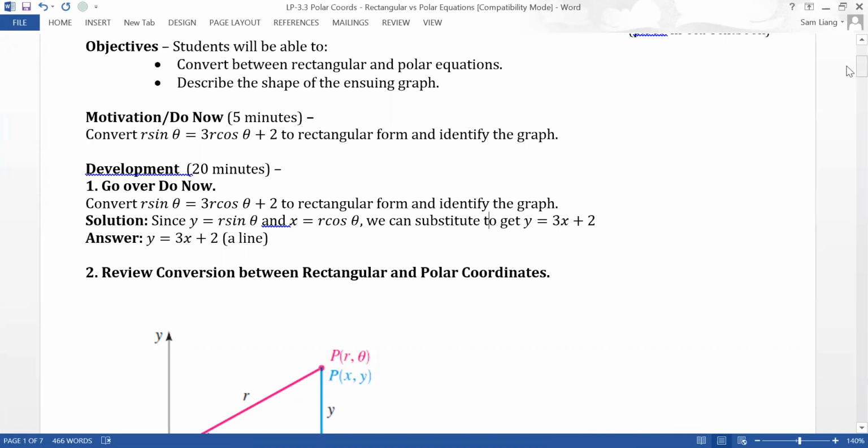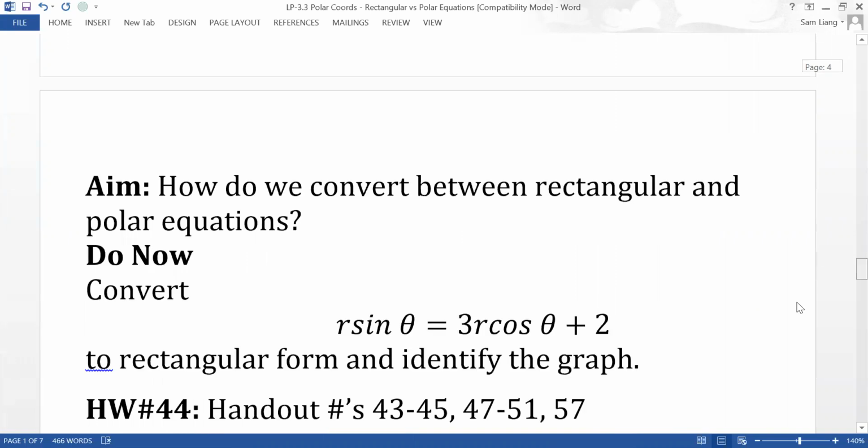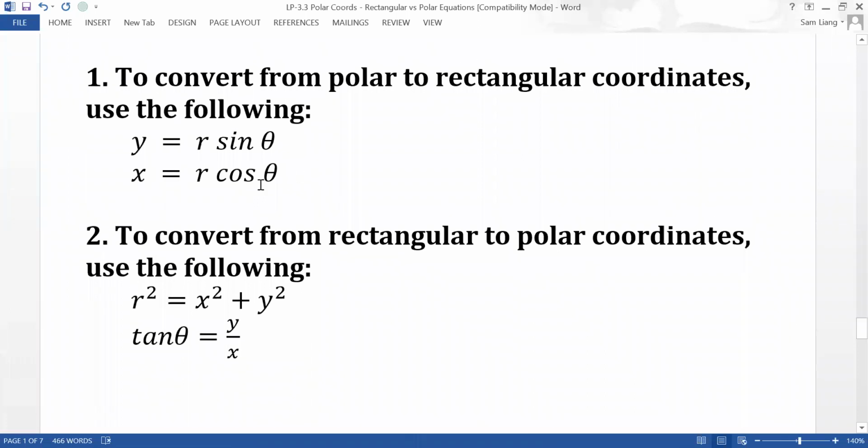So the rest of the lesson is actually, there's no formal new material. It's just a review of what we saw in the last lesson. So remember to convert from polar to rectangular coordinates, we use the following: y equals r sine theta, x equals r cosine theta. And to convert from rectangular to polar, we use the Pythagorean theorem. R squared equals x squared plus y squared, and then tan theta is y over x. Okay, but these are the formulas that we're going to use to convert between rectangular and polar equations and vice versa.